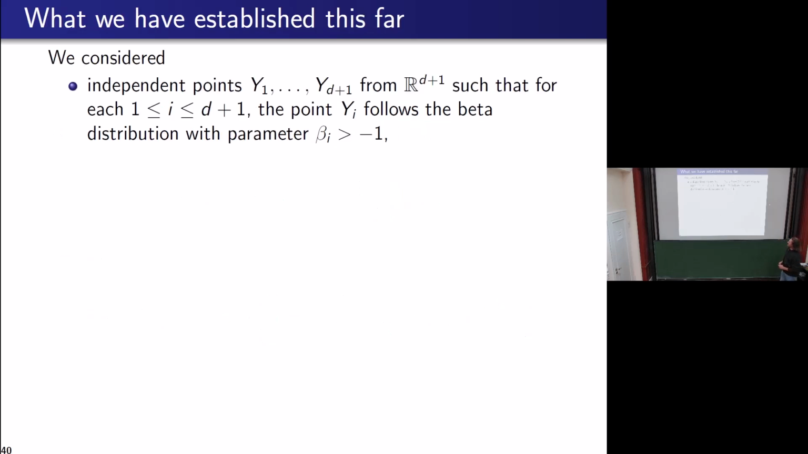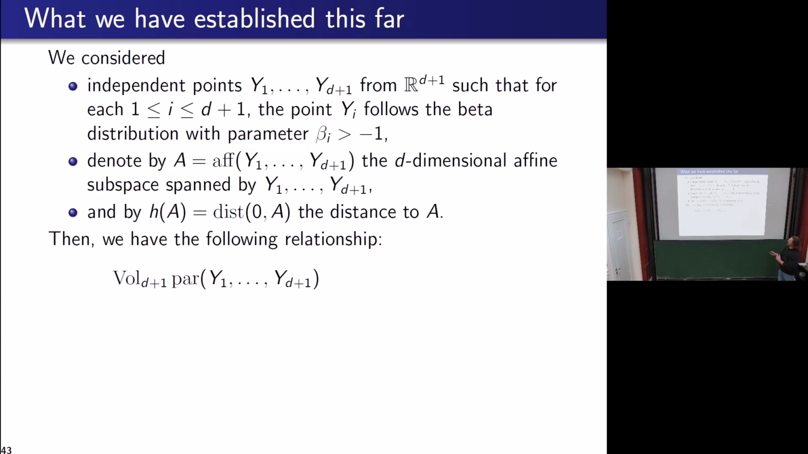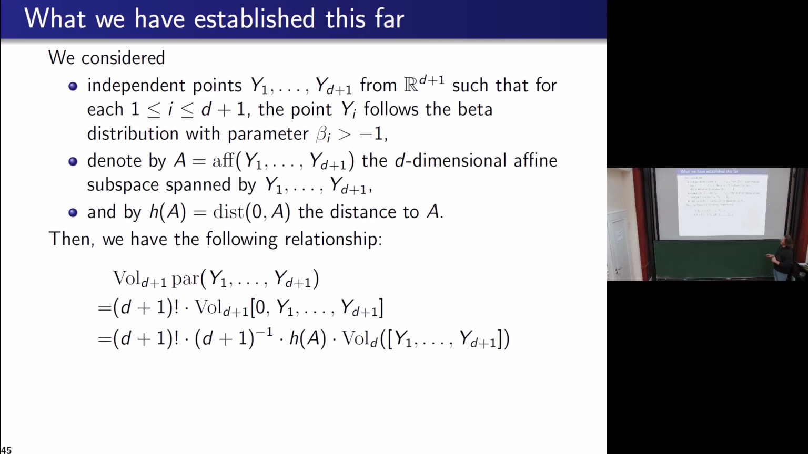Okay, so what we have established thus far. We take d+1 points in Rd+1. They each have different beta parameters. We have denoted the affine subspace that is spanned by these points by A, and we have denoted HA in the picture as the distance of this affine subspace. And then, if we start with the parallelotope in d+1 dimensions, then we use our relation that we have established before, and then we use the base times height formula for such a simplex to draw out the height, and we get this dimensionality constant, which cancels out with the factorial before, and in total we get this relationship.